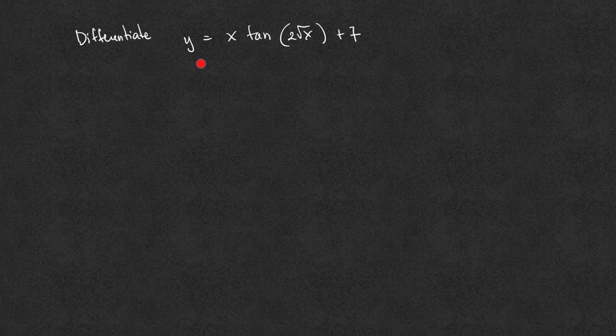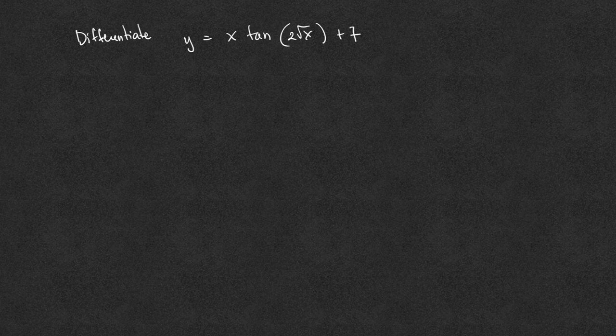Differentiate y equals x times tangent of 2 root x plus 7. The first term is a product, so we will use the product rule. Inside the product rule, we will use the chain rule as well because there is a composite function. The derivative of constant 7 is simply 0.